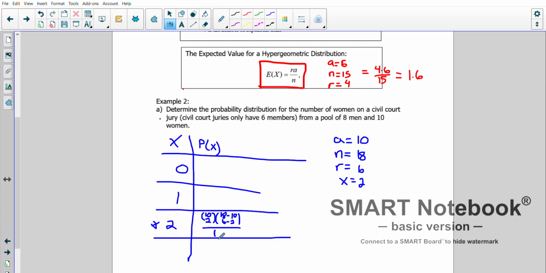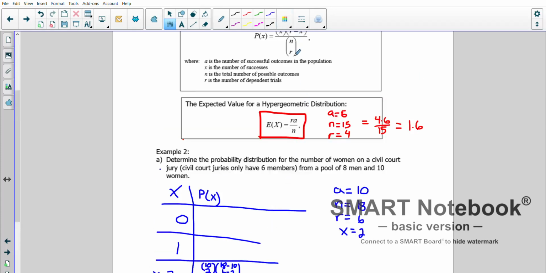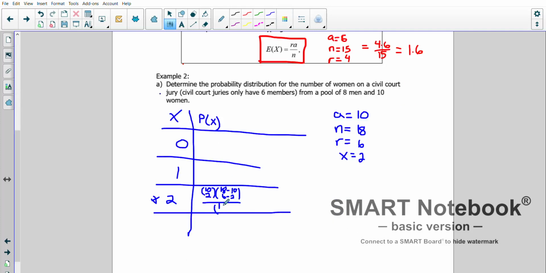And then over here you get n, choose R, so total number of outcomes. So that would be the 18 total, and I'm choosing 6. So again, very quickly, 10, choose 2, you get 8, choose 4, over 18, choose 6. So that's using the formula, but look what it gets you. That's exactly how I would have calculated this had I not used the formula.